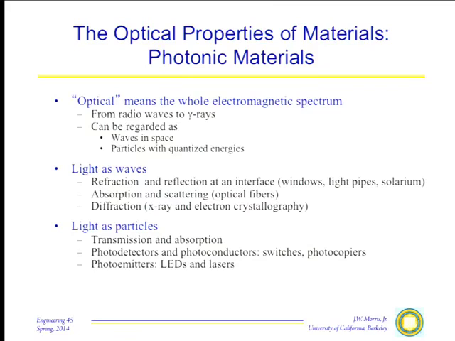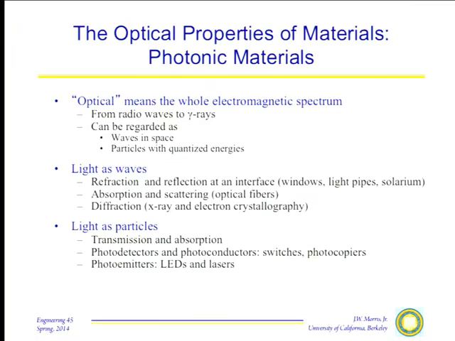When it comes to engineering, we make specific use of the wave properties of light for some engineering applications and the particle properties of light for others. The wave propagation of light, refraction, reflection, and interference, we use in windows, light pipes, solariums, things of that sort. The absorption and scattering of light, which we use in optical fibers. The diffraction of light, X-ray, and well, electron isn't quite electromagnetic waves, but crystallography, the diffraction of electromagnetic waves.